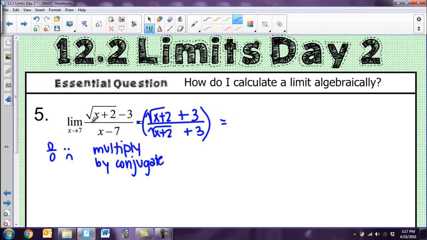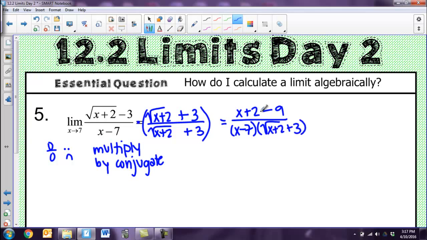So I'd be left with square root of x plus 2 times square root of x plus 2 is x plus 2. Negative 3 times positive 3 is negative 9. Remember, my middle thing's going to cancel out if you FOIL. And then I'm just going to leave this like this. I'm not going to try to FOIL it out right this moment, unless I am forced to do so in a moment.